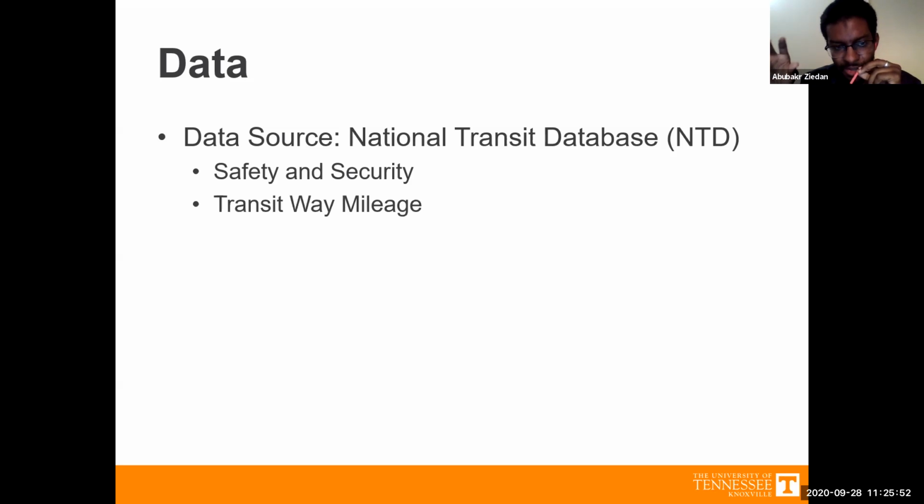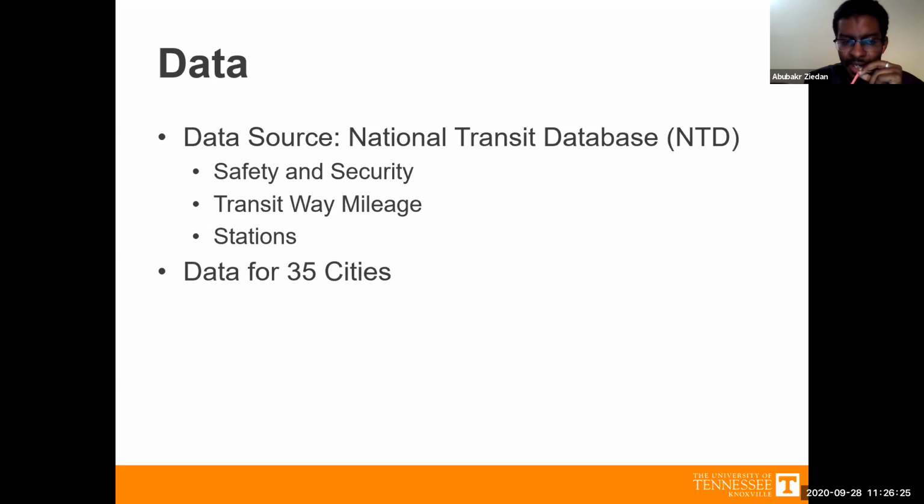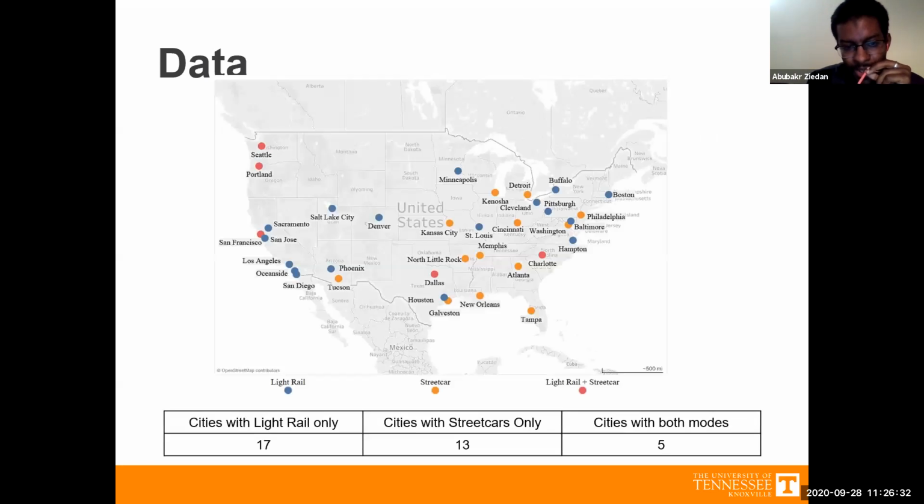However, we also used some other databases from the NTD, like the transitway mileage database, which has the right-of-way details of each system, like the number of shared right-of-way, the number of exclusive right-of-way, the number of at-grade crossings, etc. Also, we looked at the NTD station database, which has the number of stations for each system. So using these different databases, we were able to get data for 35 cities nationwide that had light rail or streetcar systems. Here is a map that shows the systems that operated light rail or streetcar in the period of the analysis.